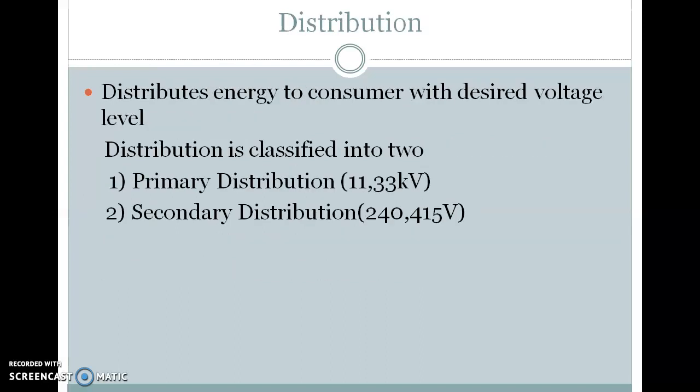The next one is distribution. Distribution is nothing but distributing the electrical energy to the consumer with the desired voltage level. Distribution is also classified into 2 types: one is primary distribution, the second one is secondary distribution. The voltage level like 11 kV and 33 kV belongs to primary distribution, whereas the voltage levels 240 or 415 volt belong to secondary distribution.